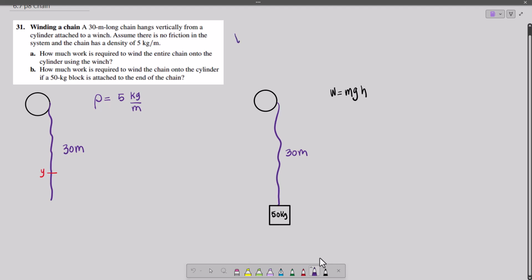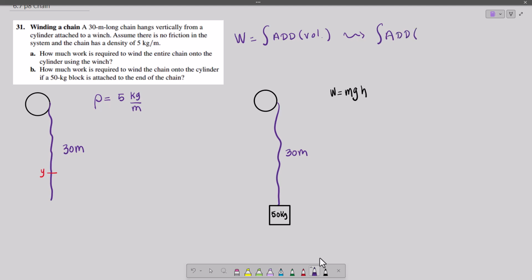So normally we say that work is the integral of ADD multiplied by volume. And that is when we have a three-dimensional density problem. So that's 3 dimensions. But when we have a one-dimensional density problem, when we go from 3 dimensions down to 1 dimension, our acronym modifies by getting rid of 2 of those length dimensions and changing volume to just length.